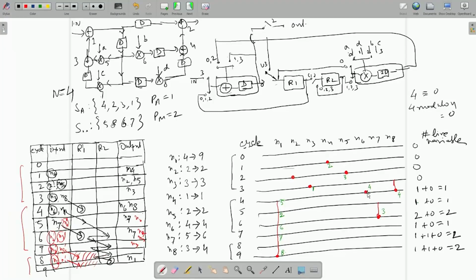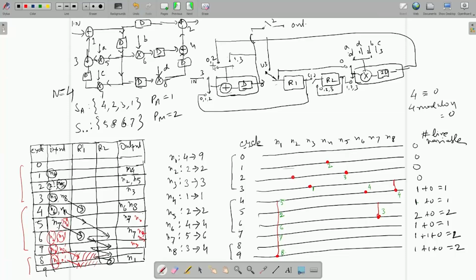N6 is again going to adder 4, device 4 is adder. So, it will also go to the other input of adder, but at what cycle? Cycle 4, which is equivalently 0, 4 modulo 4 is 0. So, output is going here at 0. All right. So, this completes the circuit.